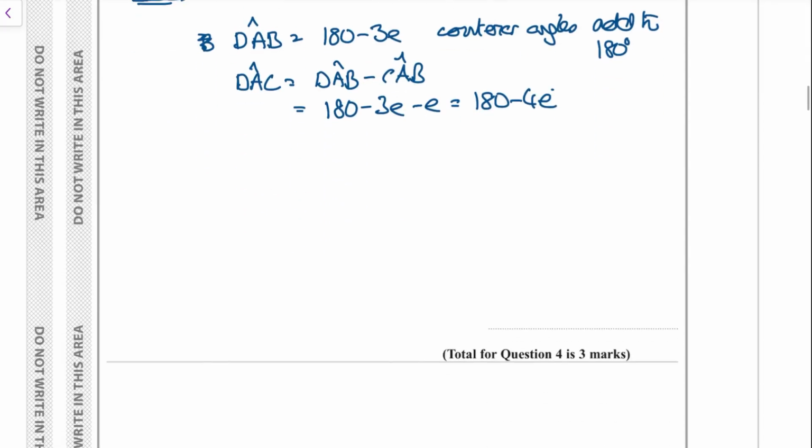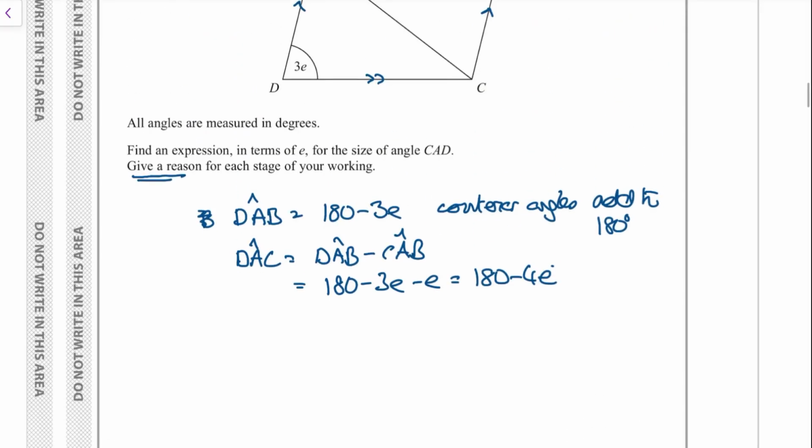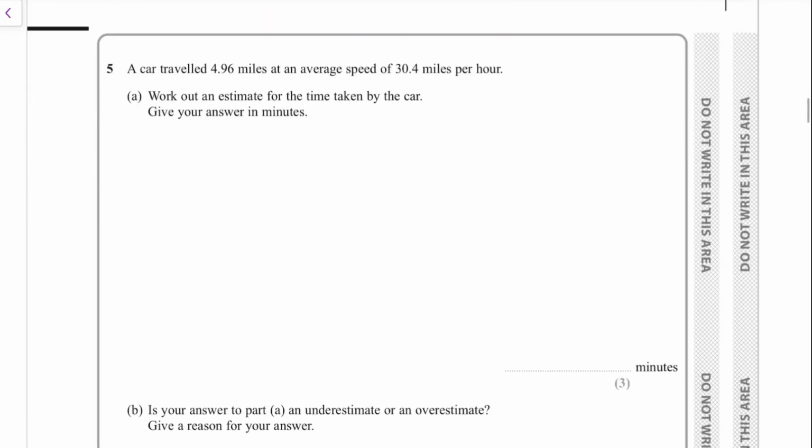How many marks are there? There's only 3 marks. So 1 for the reason, 1 for the working, 1 for the final answer. That's probably correct. Good. Question done.